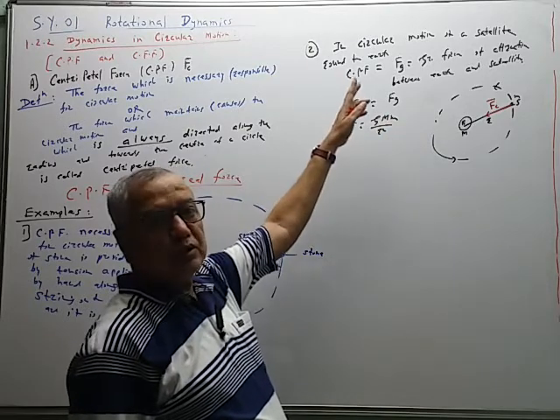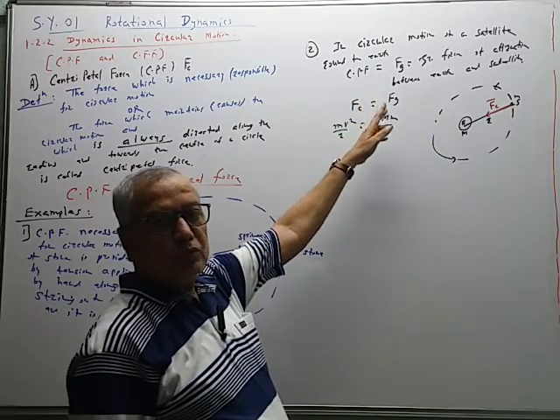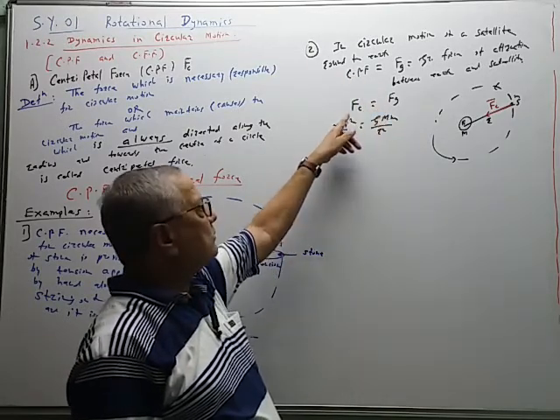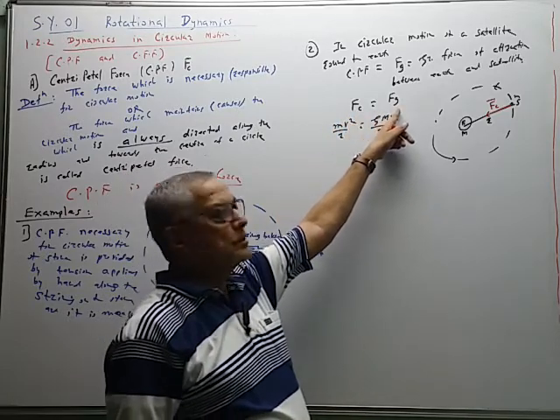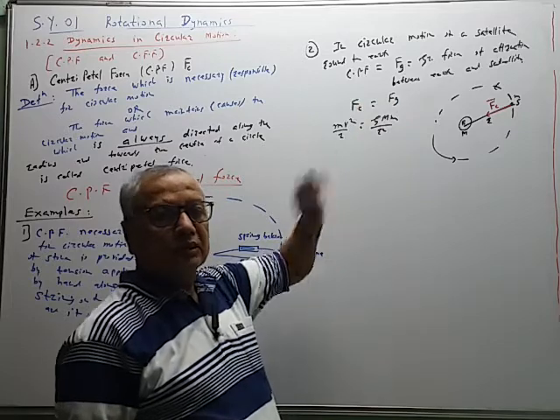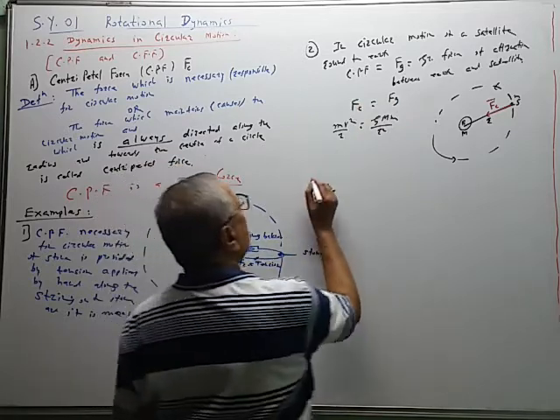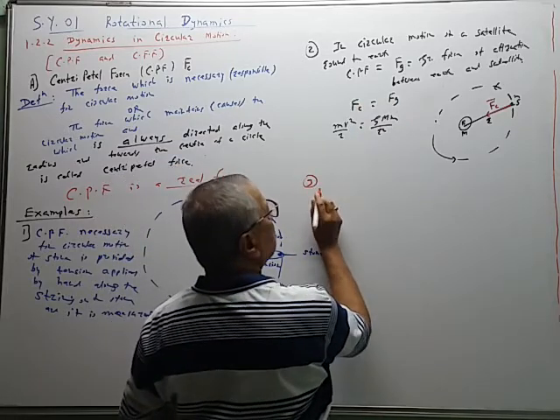In planetary motion, the circular motion of the Earth around the Sun, again the same equation. The centripetal force acting on the Earth is equal to the gravitational force of attraction between the Sun and the Earth, like this. Similarly, we can give a third example.